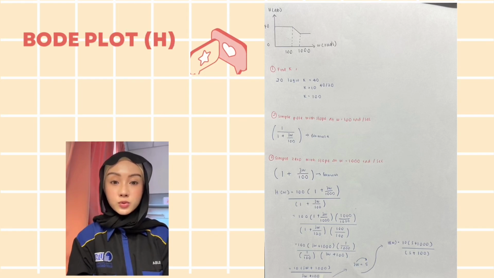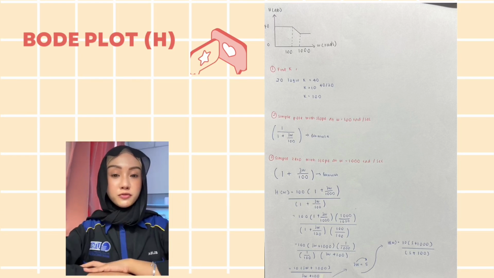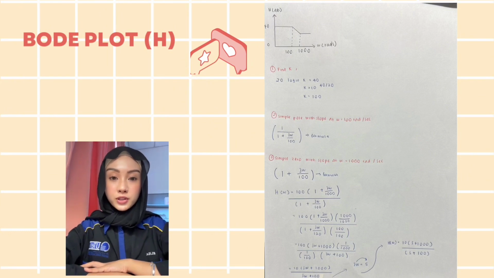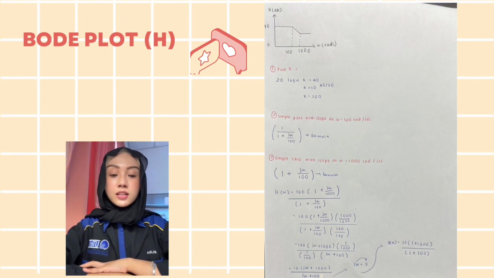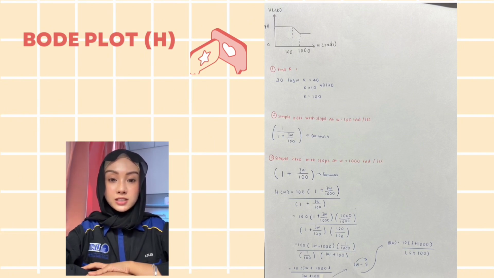Next, I will explain how to obtain the transfer function from the Bode plot. So the Bode plot that I got is H. Firstly, as you can see from the graph, a straight line from 40 dB until 100, then it decreases at 1000, then a straight line. Next, we need to find K. The formula to find K is 20 log 10 K equal to 40 dB, so K equals 10 to the power of 40 over 20. So you will get K equal to 100. The final answer is 100.